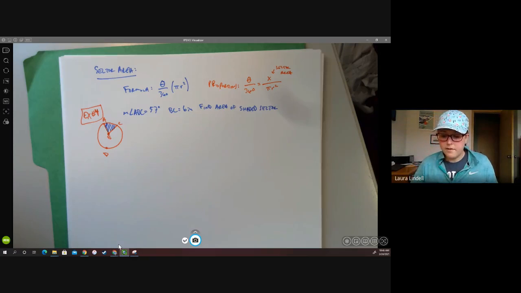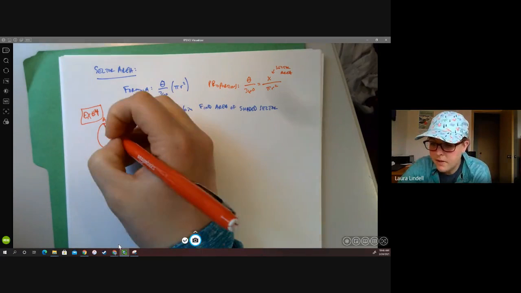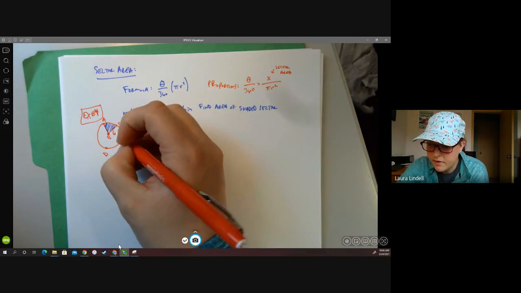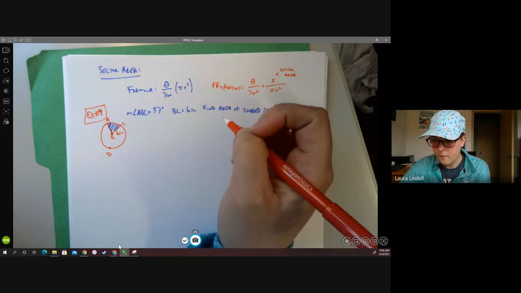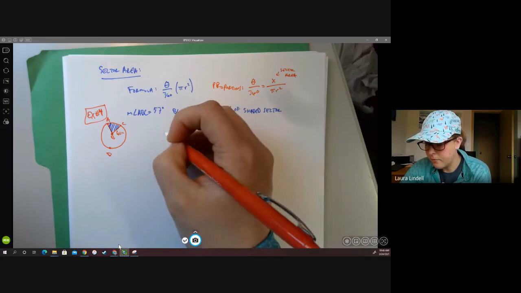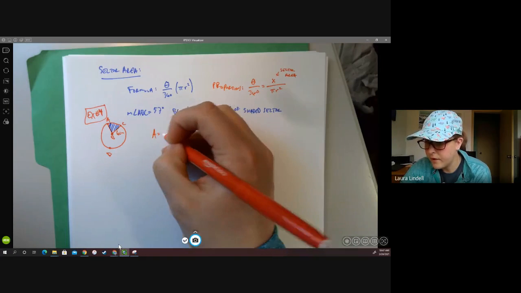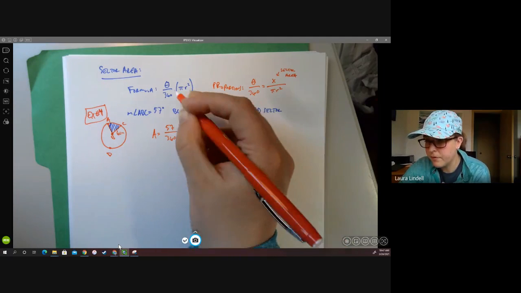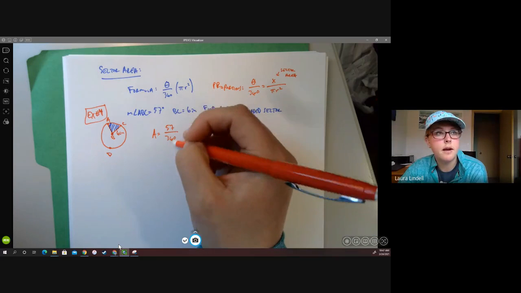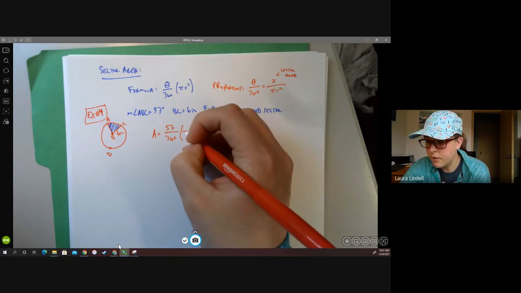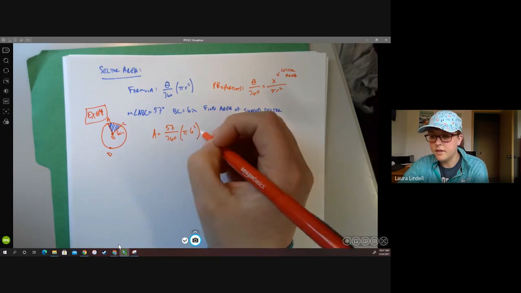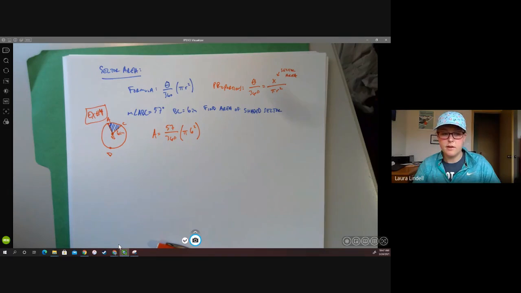Okay, so same idea here. We know angle ABC is 57 degrees. We know BC, this distance here, is a radius of 6 inches. So I know my sector area is going to be 57 over 360, since that's our formula here. There's our angle on top, times pi r squared. So pi times 6 squared. And I can plug this entire thing into a calculator, just like we did with arc length.